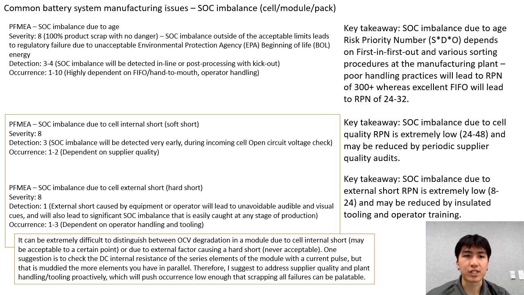But the reason why this is 8, 100% scrap, is because if you have an SOC imbalance outside of the acceptable limits, it leads to regulatory failure, because the EPA will do a beginning of life test on the pack and you're going to fail it. You're hitting the top limit first, or the bottom limit first, and now you're losing a lot of usable energy. So that's why it's a high severity issue.